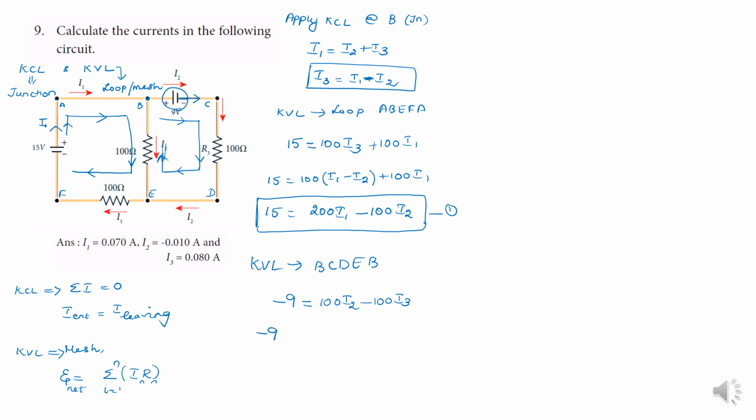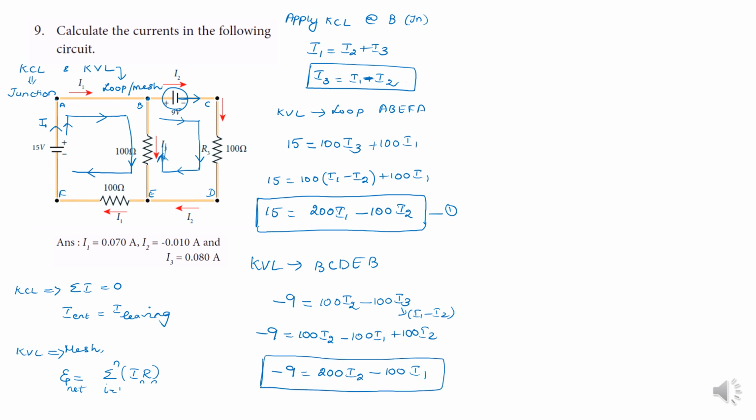So minus 9 is equal to 100 I2 minus 100 I1 plus 100 I2. What have I done? I3 is equal to I1 minus I2. Substitute that. So minus 9 is equal to 200 I2 minus 100 I1. Okay, this is equation 2 obtained for the second loop BCDEB.